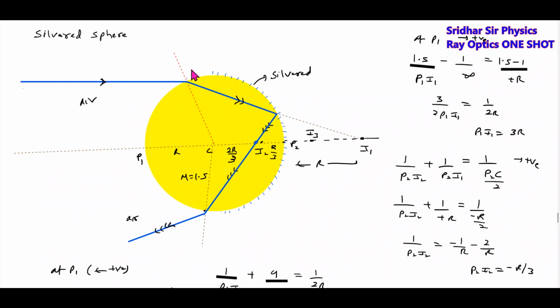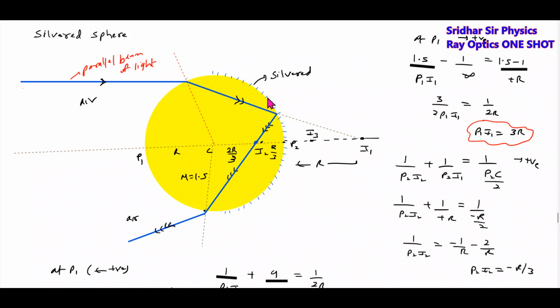First it will undergo refraction at P1. Here at this surface P1, there's an incident ray, and there's a refracted ray present in the glass. So 1.5 by P1I1 minus 1 by infinity. Why infinity? Because the rays are coming from far away, a parallel beam of light. So what is the object distance? It will be infinity. 1.5 by R. Solving, I'll get P1I1 equal to 3R.